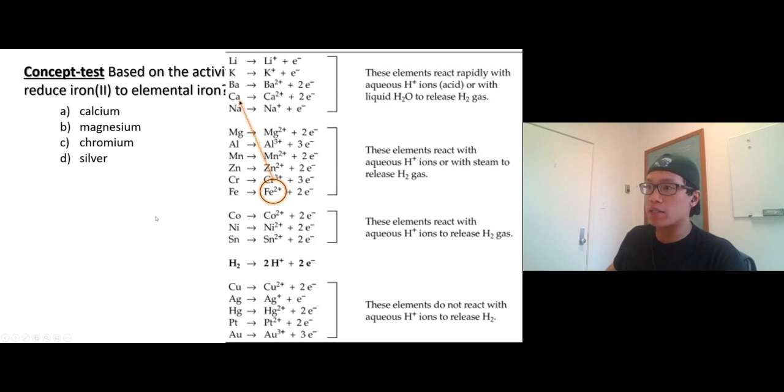Calcium. Yep, works. Calcium is at the top. Magnesium. Where's magnesium? Magnesium is right here. Yes, works. Chromium right here. In theory, works, but I don't know how quickly this reaction will occur. Silver. Where's silver? Silver is an inert metal, and inert metals are at the bottom. So no reaction for silver. Does it make sense?